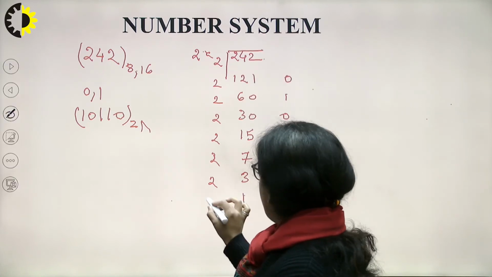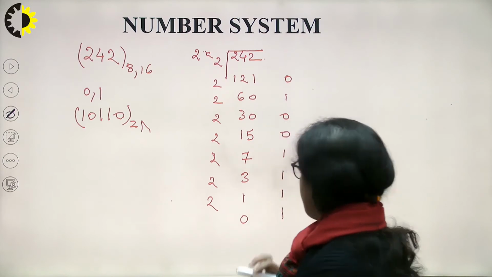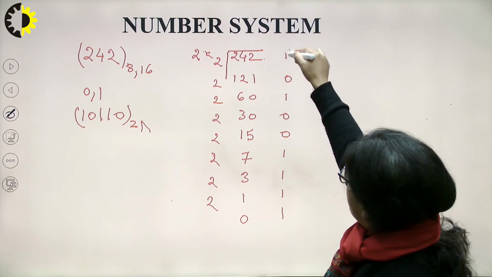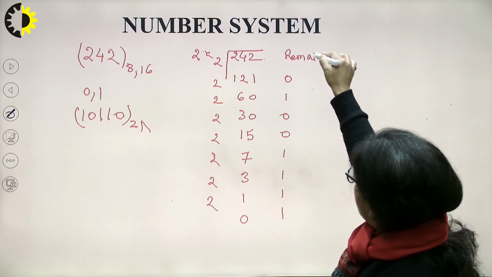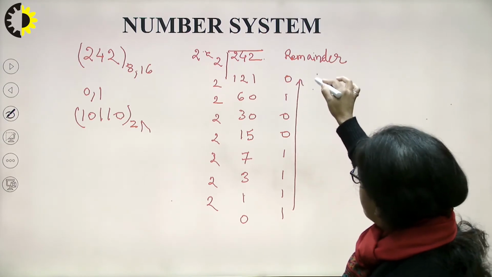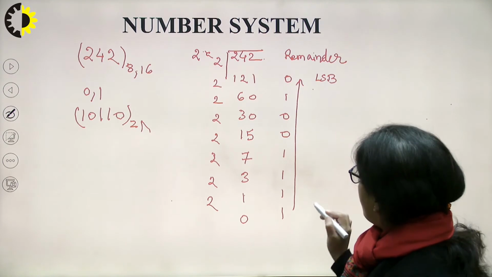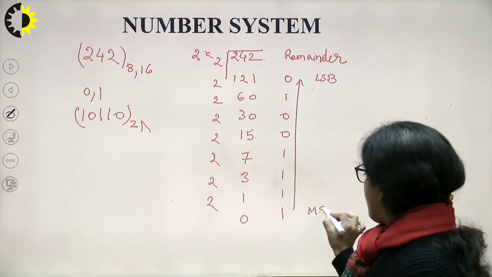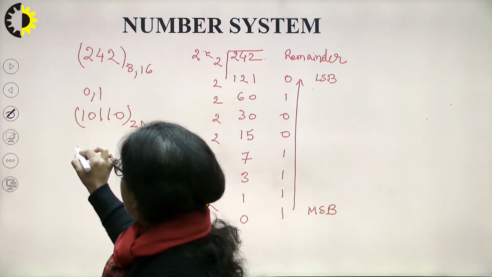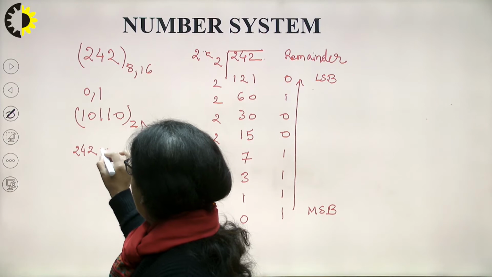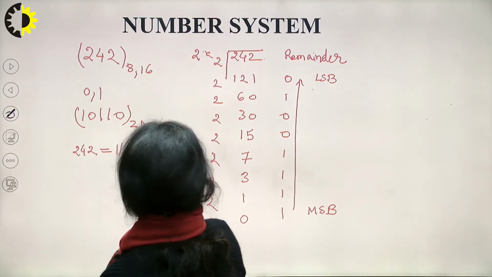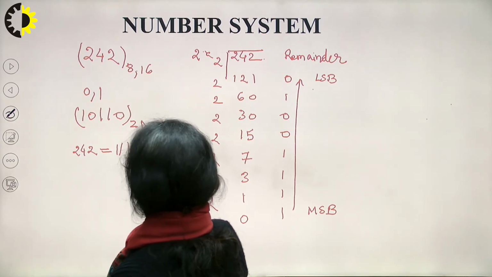Remainder is 1. Now again division, 0, remainder is 1. So, reading the remainders from this way, this is the LSB, that is the least significant bit, and this is the most significant bit, MSB. So the equivalent binary number for 242 will be 1111 0010.